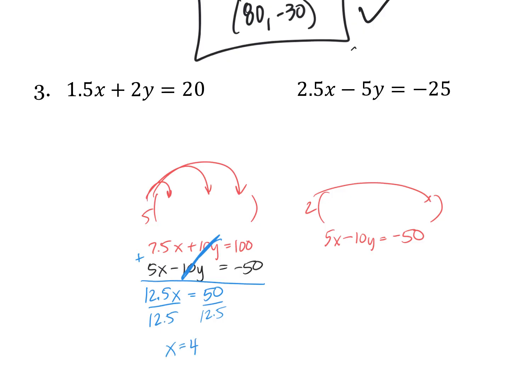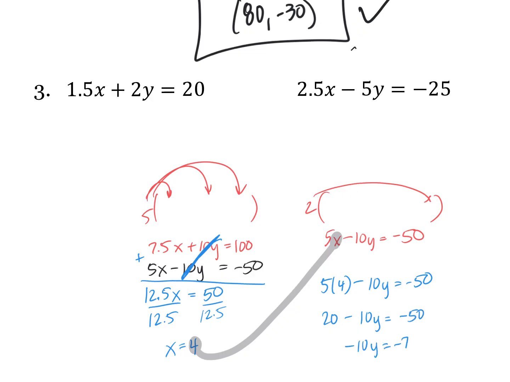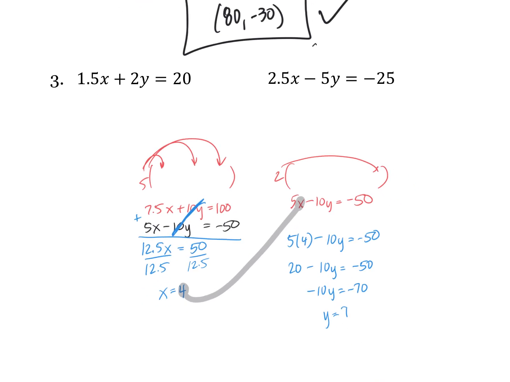Okay, what are we going to do to get my y? I got x is 4. Who's got my y for me? What am I going to do to get my y? Plug it in. X is 4. That's so sweet. You're sharing. What a doll. 5 times 4. Ben Richardson, what'd you get for your y? 20 minus 10y is negative 50. So negative 10y is, did you get 7 or negative 7? 7. Great. He says 7.